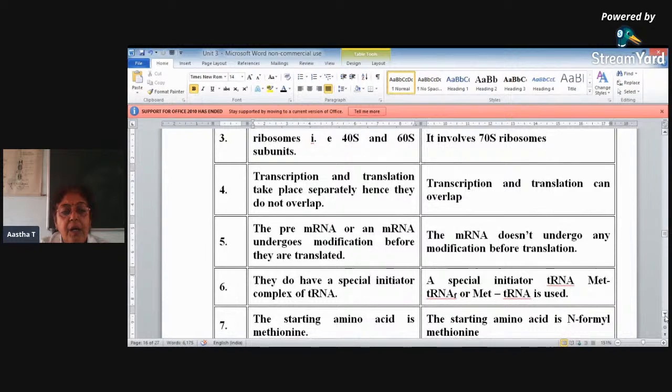Precursor mRNA will be first synthesized in eukaryotes and it will be further modified to form the mature mRNA.